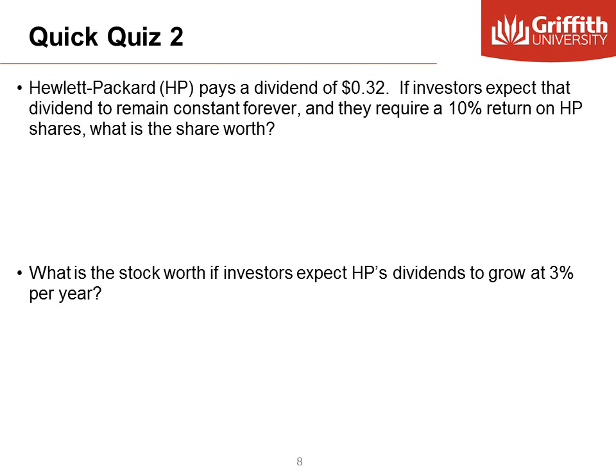Now take time to do these 2 questions. The first one, the company pays a dividend of 32 cents. Investors expect that the dividend to remain constant forever. And the investors require a 10% return. What is the share worth today? So here we see the dividends being constant forever. That's like a preference share, and we said we value these preference shares using the perpetuity formula.